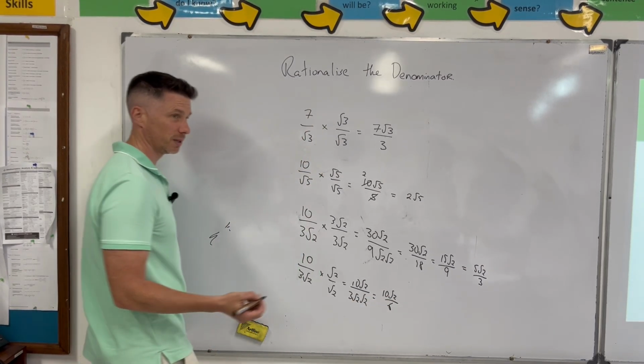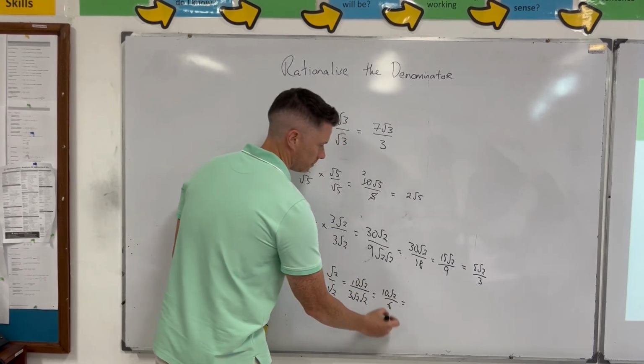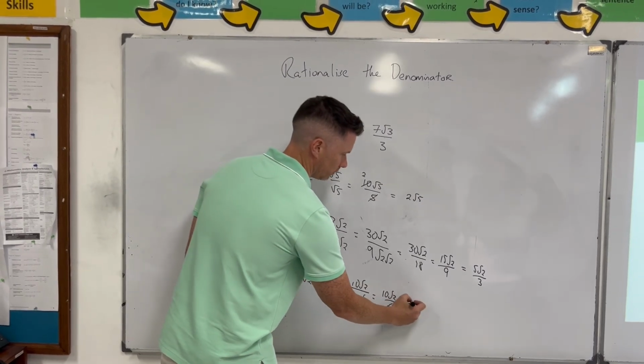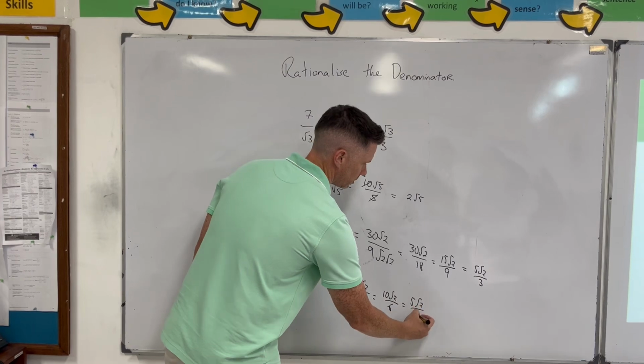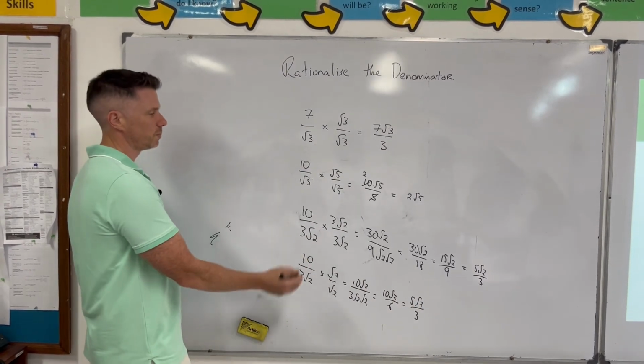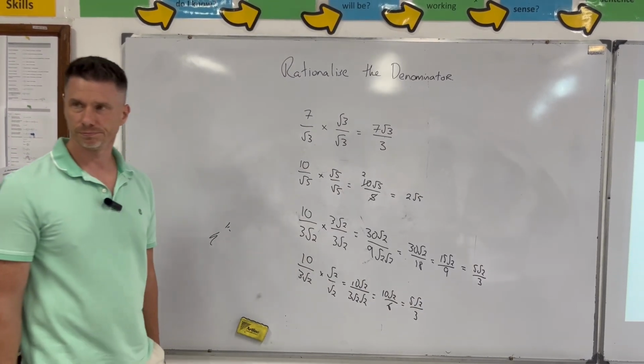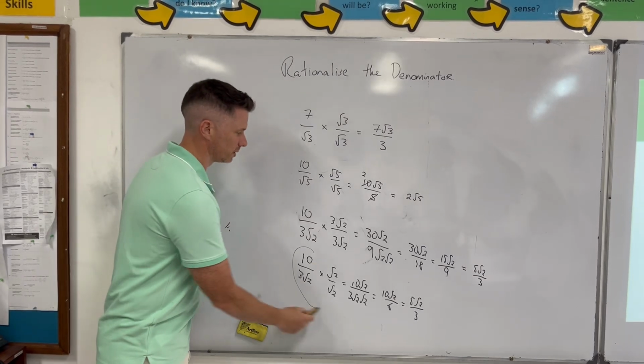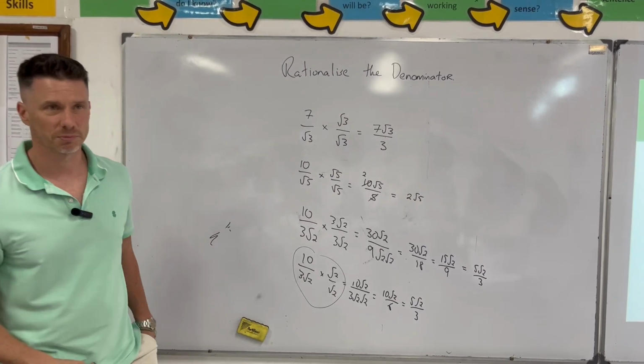And now I can simplify this. I get 5 over 3 if I divide them both by 2. So I get the same answer. So if you're worried about what to pick, you can do either of them. I would have picked this way, because it's quicker, less simplifying.